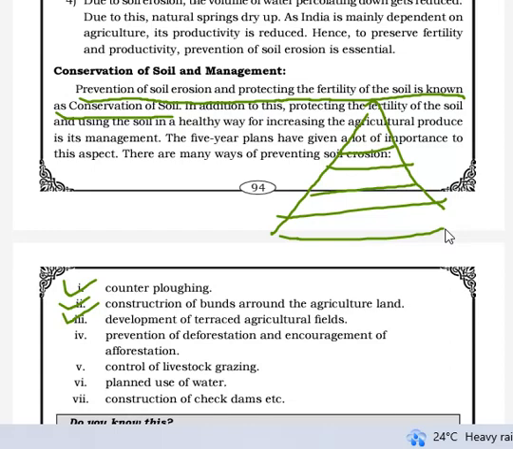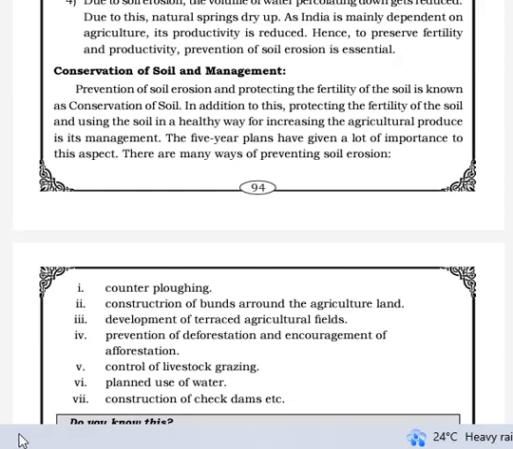Prevention of deforestation and encouragement of afforestation means we have to stop cutting down of trees, and we have to grow more and more trees. Deforestation means cutting down of trees, so that we have to prevent, and we have to start growing the trees. That is called afforestation. Control of livestock grazing. The cattle and the other farm animals which we leave in the field area for grazing the grass, that should be stopped. Planned use of water. The water should not be used in large amounts, means we should not do over-irrigation. Then only we can stop soil erosion.